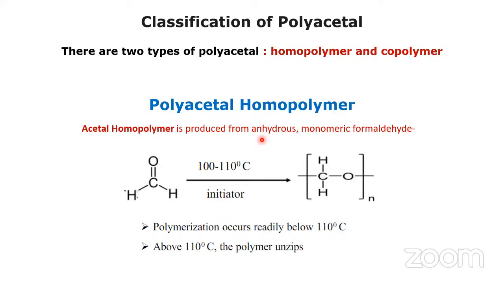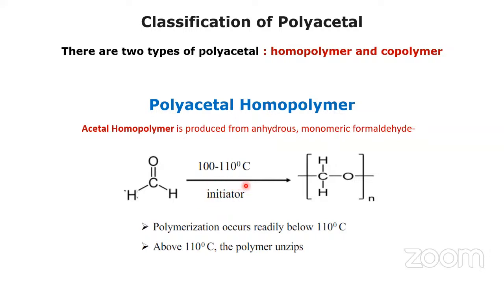Okay. So there are two types of polyacetals. One is polyacetal homopolymer. If you see here, polyacetal homopolymers are made up of only one kind of repeating unit, which is nothing but formaldehyde. Acetal homopolymer is produced from anhydrous or monomeric formaldehyde. The reaction will happen at 100 to 110 degrees Celsius, in presence of some initiator.